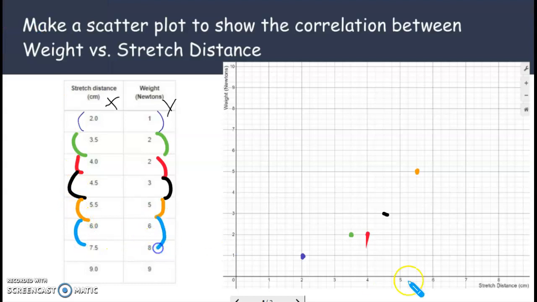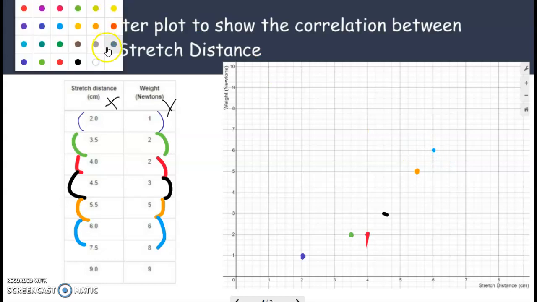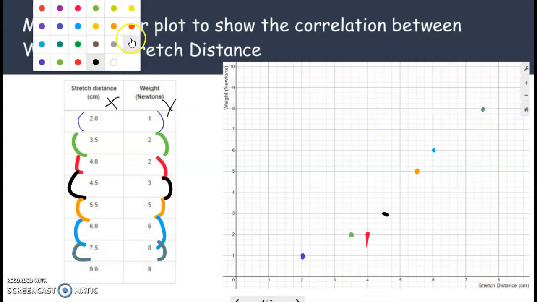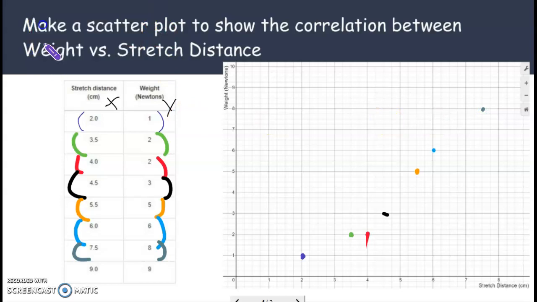6, 6, be about here. 7.5, 8, up here. And then lastly 9, 9. 9's way out here. I'm off the graph a little bit, but approximately here.